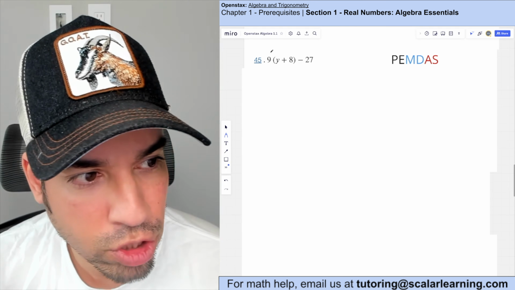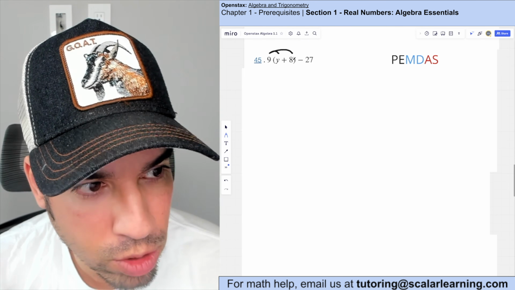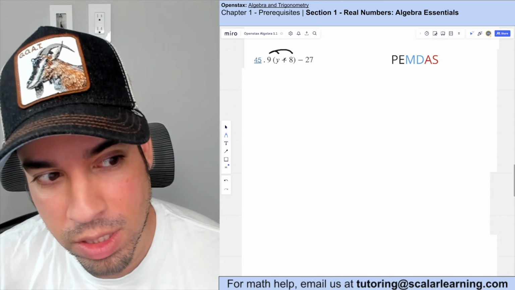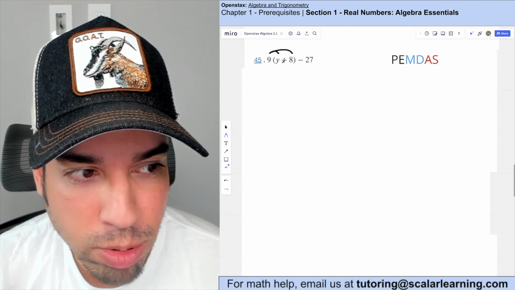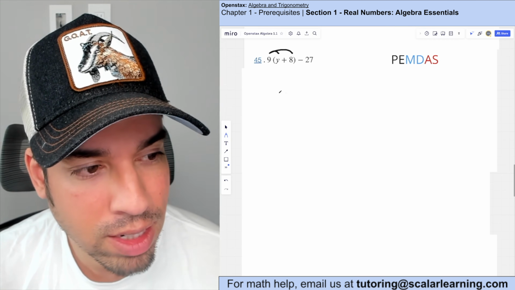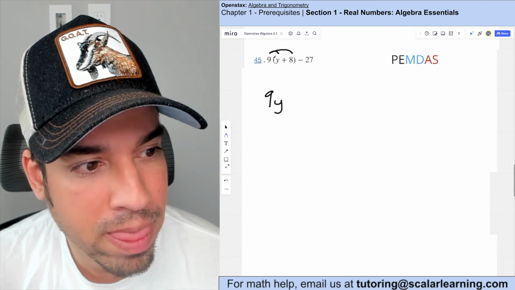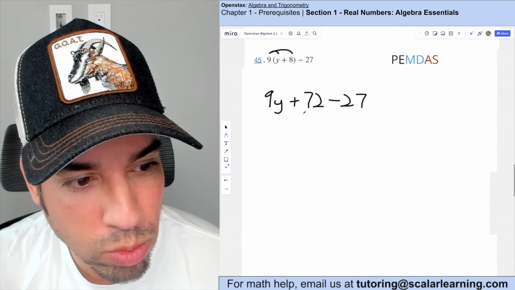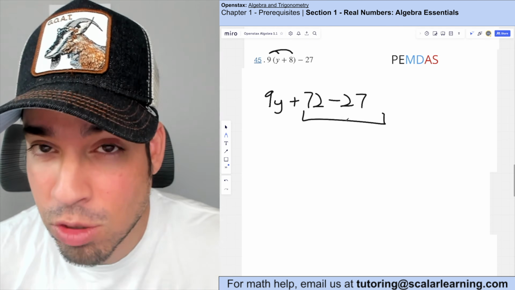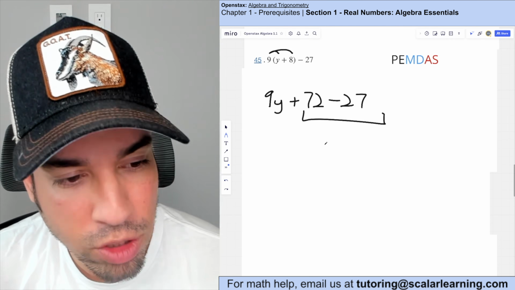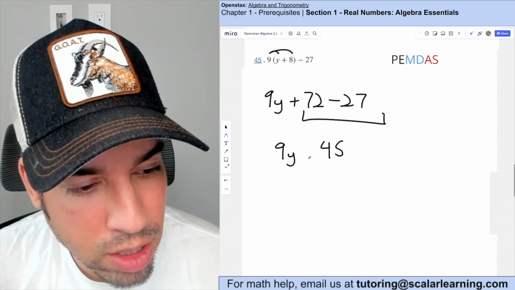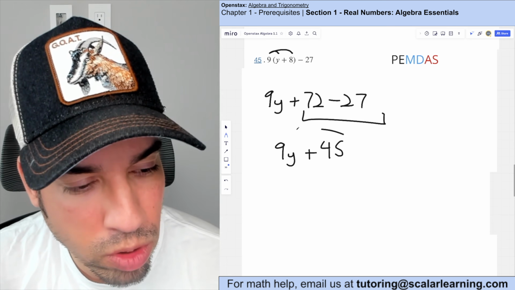Here we are going to start by distributing the 9, because we got y plus 8, but they're not like terms, so they can't combine. So we're kind of frozen in terms of what we can do within those parentheses. So I'm going to distribute. 9 times y is 9y. 9 times 8 is 72. Now we're going to combine like terms. We got 72 minus 27 because they're both constants. 72 minus 27 is, of course, 45. With the 9y up here, these are not like terms, so we're done.